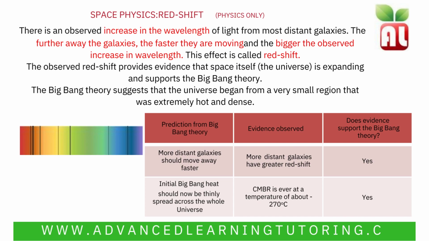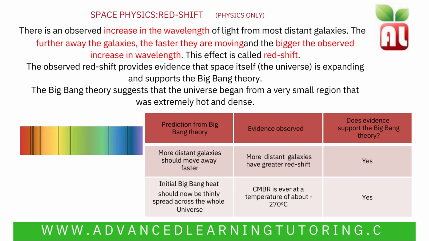The Big Bang Theory suggests that the universe began from a very small region that was extremely hot and dense. The prediction from the Big Bang Theory that more distant galaxies should move away faster has evidence provided that more distant galaxies have a greater redshift.